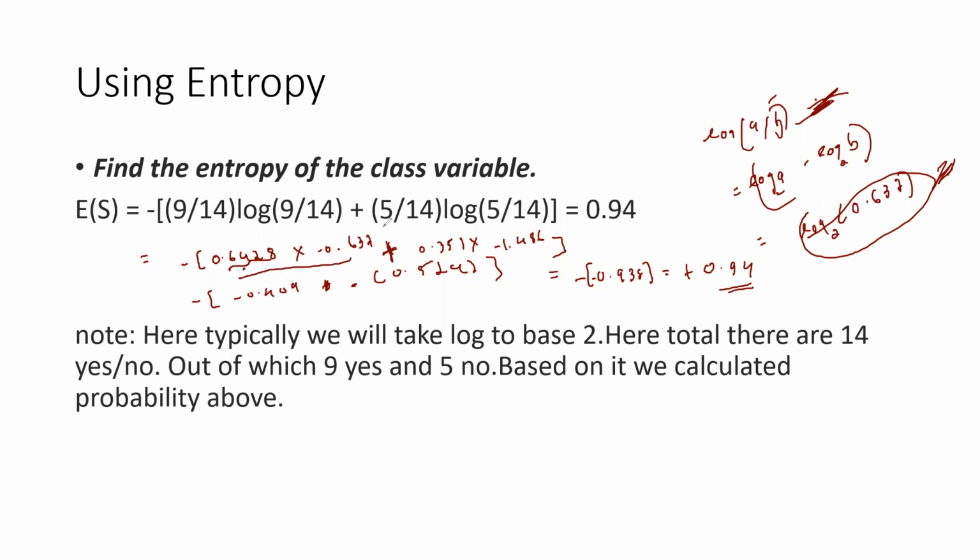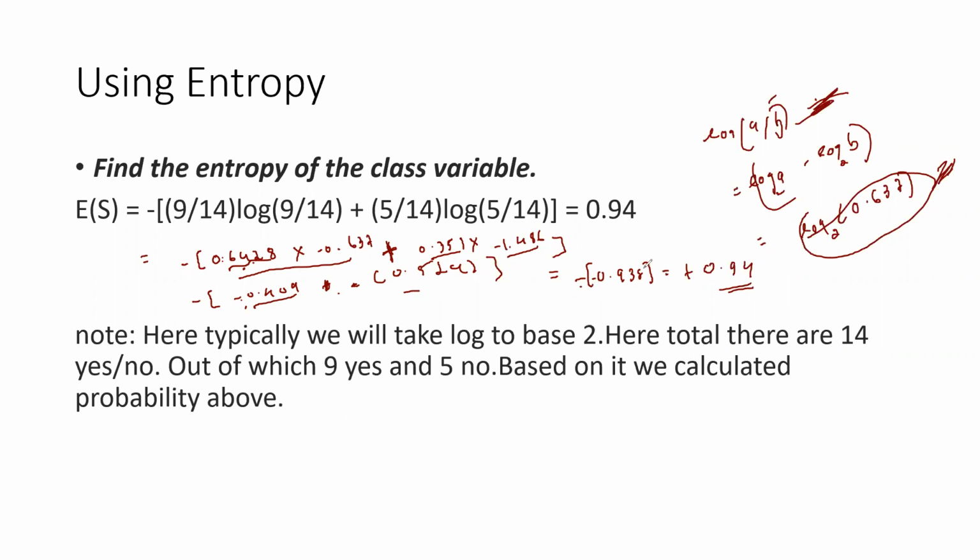This is one value. 5 by 14 gives 0.353, and log base 2 of 0.353 is minus 1.486. Then multiplying, we get minus 0.409 for the first term and minus 0.524 for the second. Both are minus, so we need to do addition, giving minus 0.938. Then minus into minus will be plus.